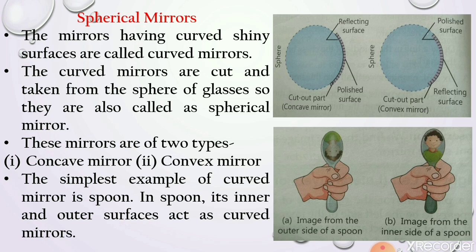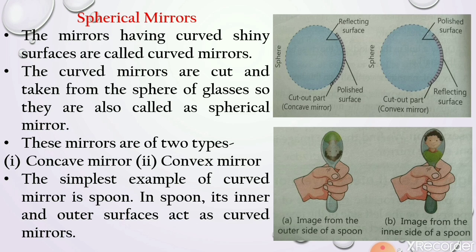Spherical mirrors, curved mirrors, are the cut part of a sphere of glass. That is why they are called spherical mirrors also. So a spherical mirror is the mirror whose reflecting surface is the part of a hollow sphere of glass. Suppose there is a hollow sphere of glass, and we cut out one part of that sphere, and if any one of the surfaces is a reflecting surface, then it is called a spherical mirror.